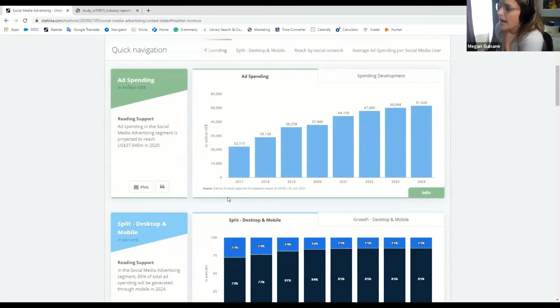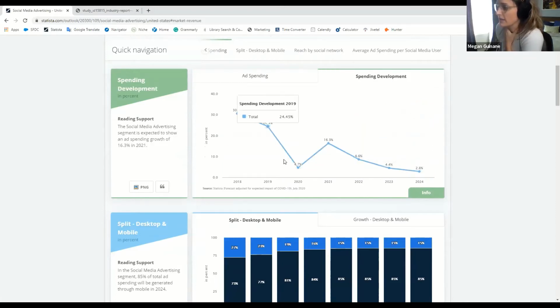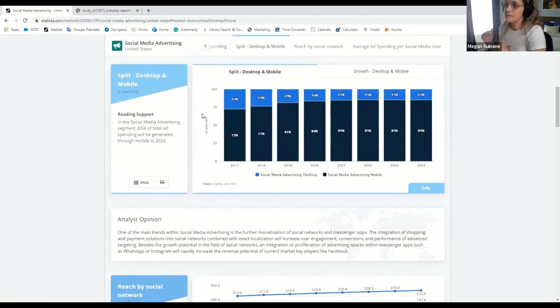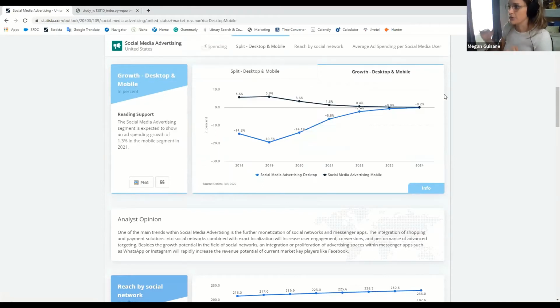So here's how ad spending has changed over the last couple of years. Ad spending development, obviously COVID had some sort of effect. The split between desktop and mobile. And then there's also the growth between desktop and mobile.